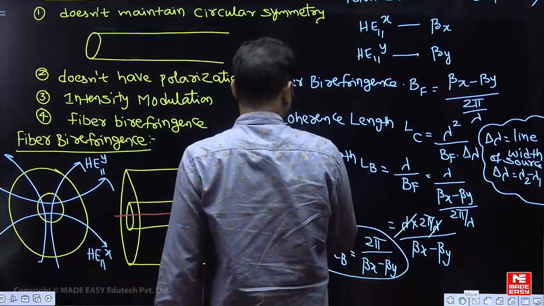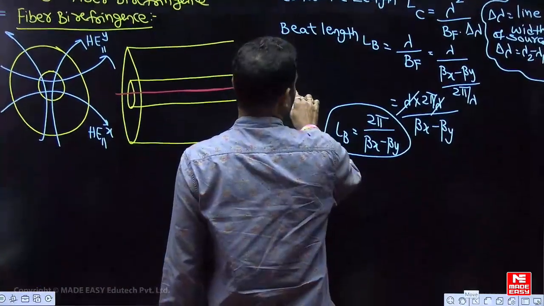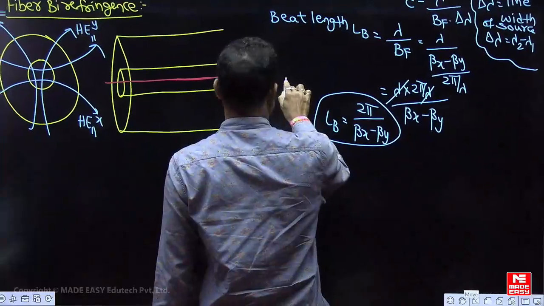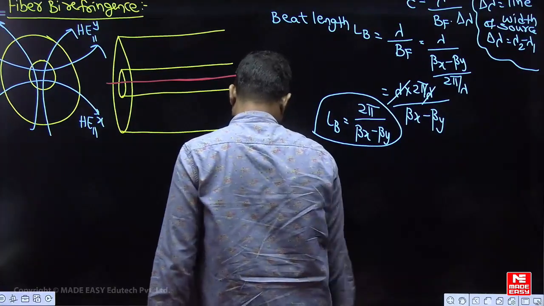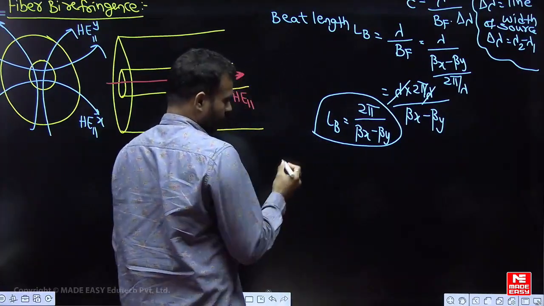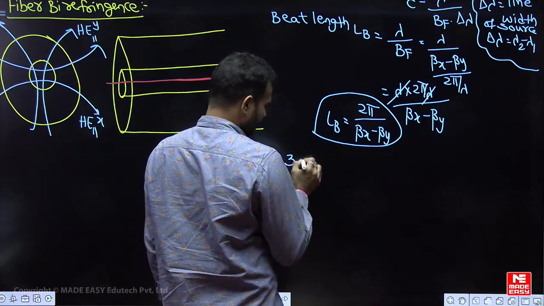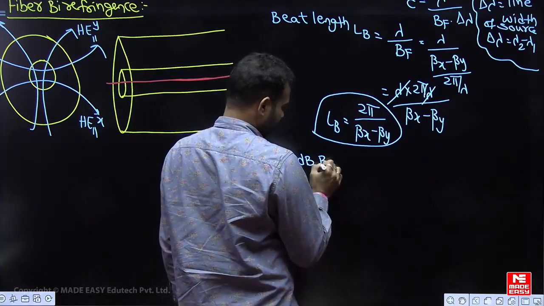See here, I will explain the remaining two things. If anybody is copying, please copy from here onwards. Next one is called 3 dB bandwidth.